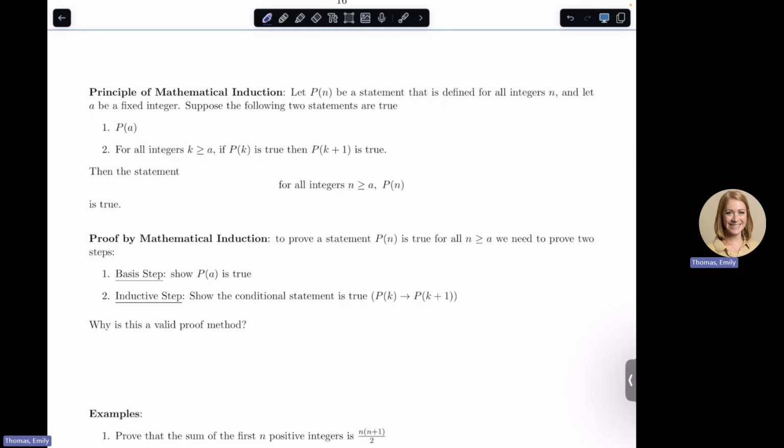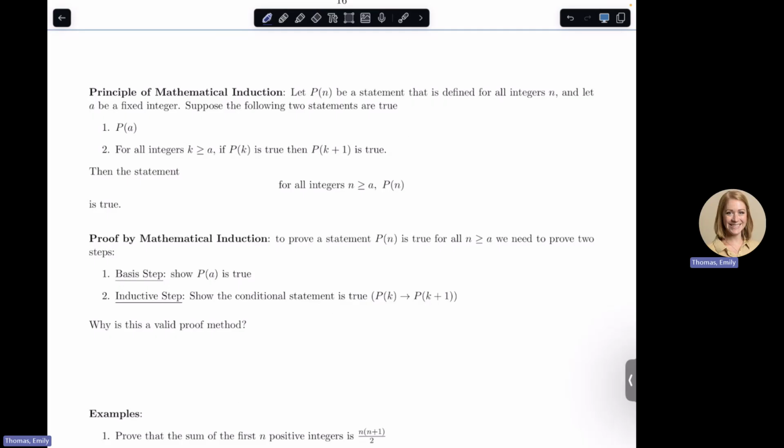So if these two things are true, if P of a is true, and for all integers greater than or equal to a, being on one means that it knocks the next one down. If those things are both true, then this is a true statement for all integers greater than or equal to a. Again, that notation I think is confusing, but this is an if-then statement. Notice this.